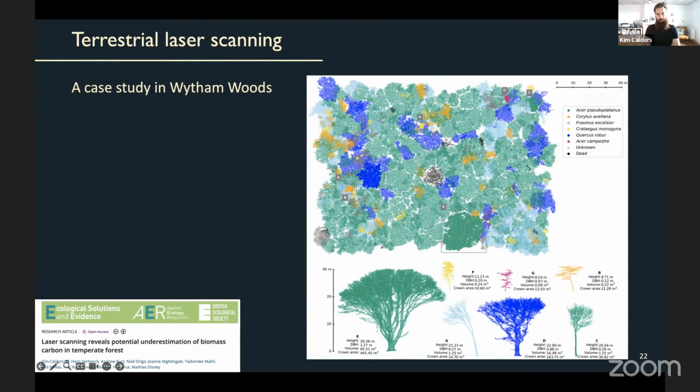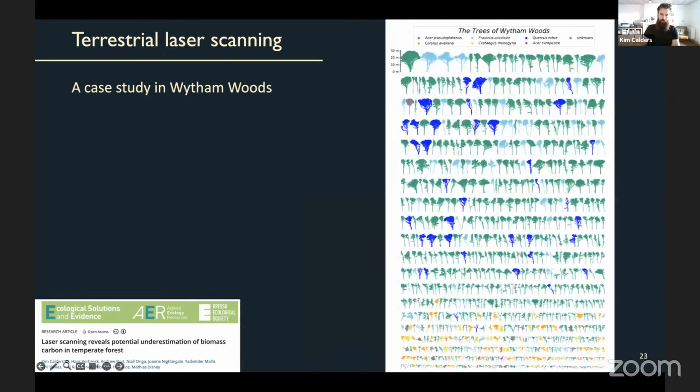We scanned quite a large area there, but we did the analysis on a 1.4 hectare area where we basically extracted every single tree. So this is an overview of all the trees in here. It's about 800 trees. They're colored by species here, and you can really see that even one species can take on quite different shapes in this forest.